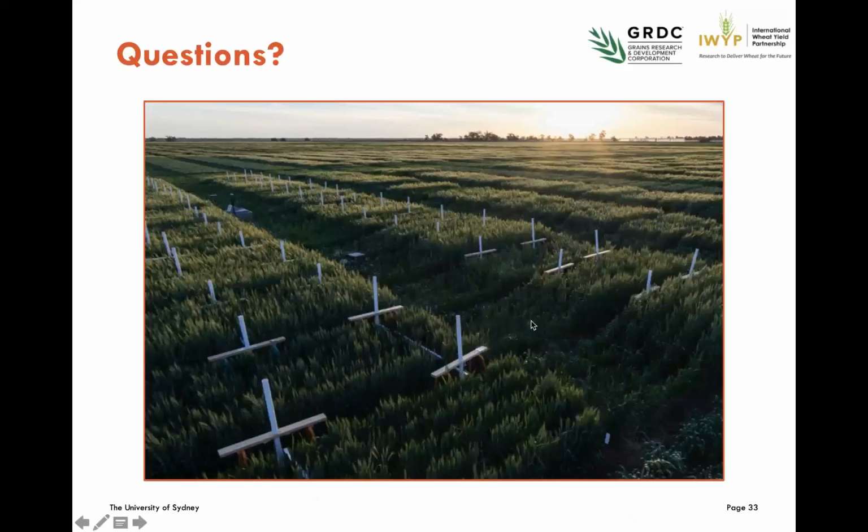Finally, I just wanted to show this photo. So this is our ceptometers out in the field. I'm pretty happy with that photo. So with that, I'm happy to take any questions that you may have.